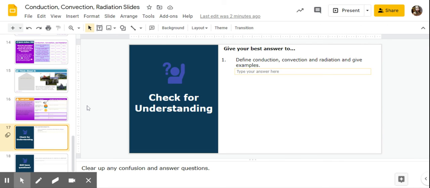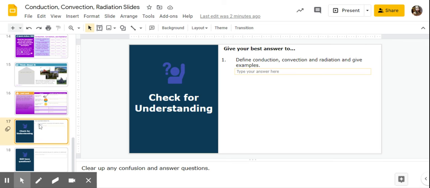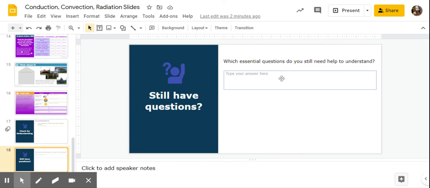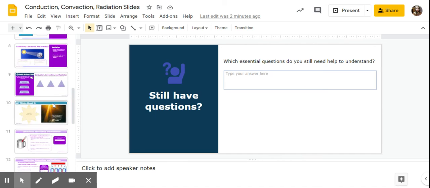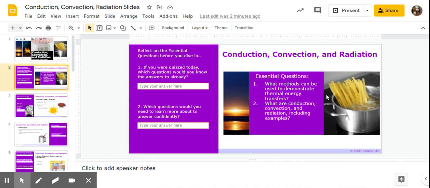17 says define conduction, convection, or radiation and give examples. So I want you to define all 3 words and then give an example of each. And then 18 says, which essential questions do you still need help to understand? You're going to go back to this slide and say, I still need help with question 1, question 2, both, or none.